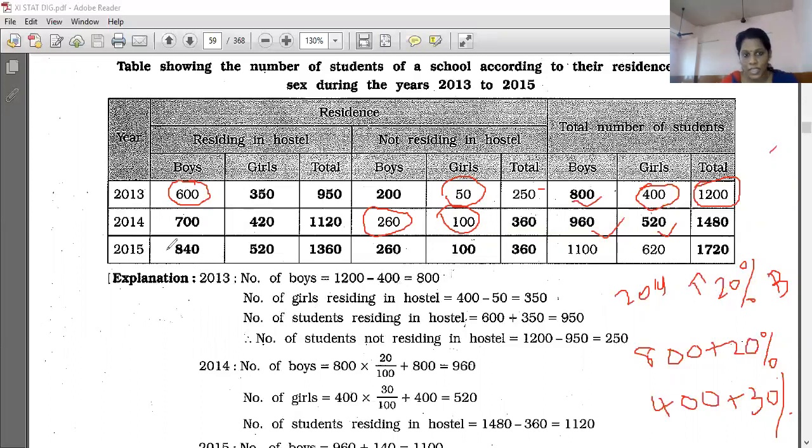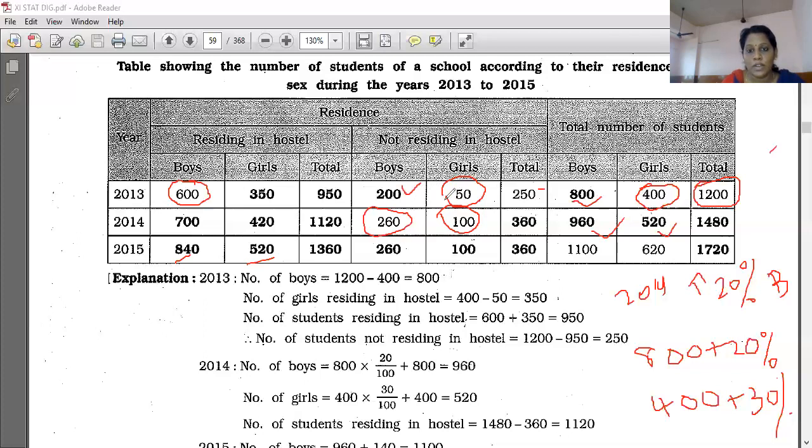Right. So if you want this calculation for 140 boys and 100 girls, you want these numbers. So first we have to find these numbers and then only you can do this. So first we will solve the columns, right? Here 1200 is given and 400 is given, so we got 800, that is 1200 minus 400 is 800. Then here boys is 600 and total boys is 800. So 800 minus 600 is 200, right?